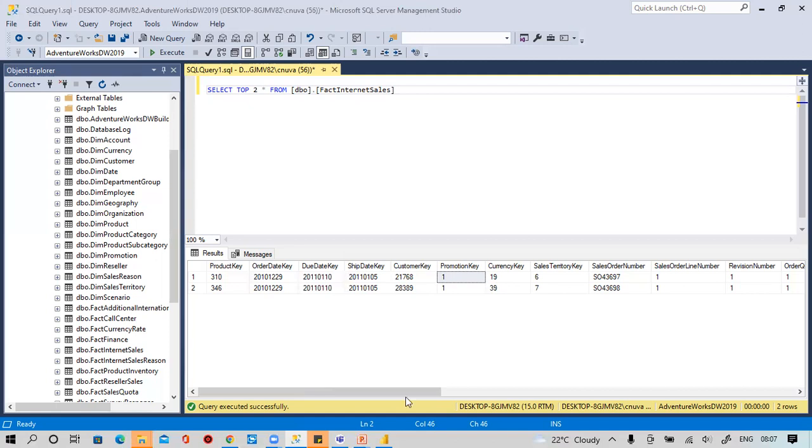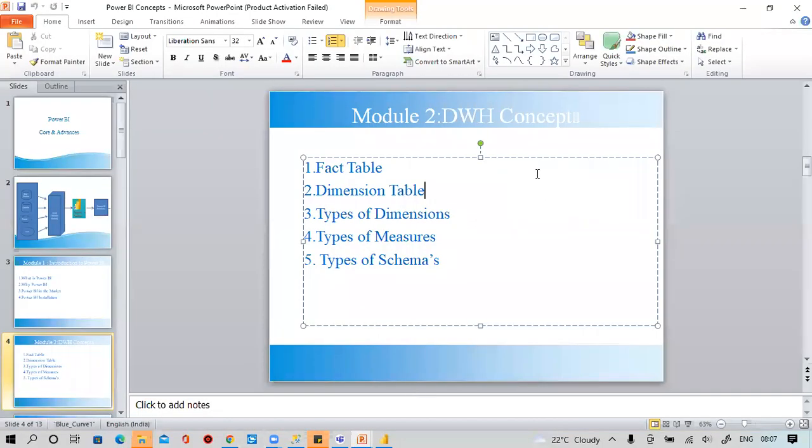Okay, then we can move to the next thing. I hope you understand the concept of fact and dimension tables. I think you can identify the fact and dimension. If someone asks the definition in interviews, I hope you can answer it.